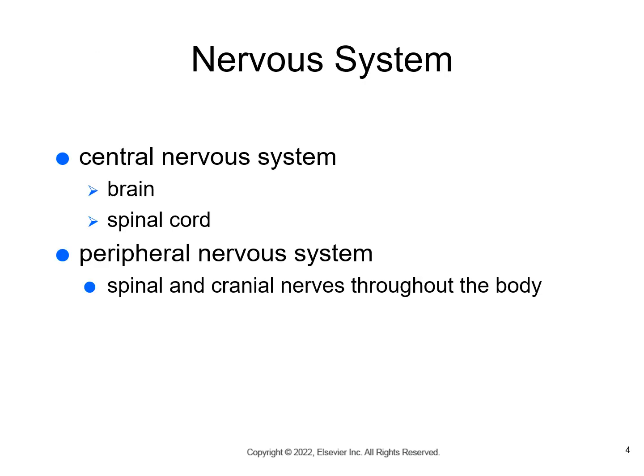Looking at the anatomy of the system, essentially there are two parts of the nervous system, the central nervous system and the peripheral nervous system. Within the central nervous system, the brain and spinal cord are included, and the peripheral nervous system is going to include the spinal and cranial nerves, those nerves that branch throughout the body.